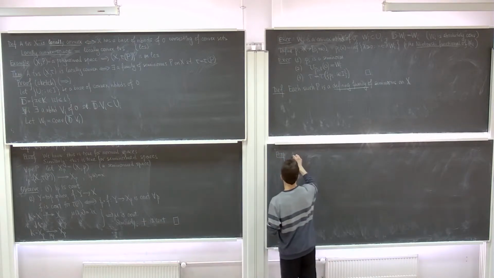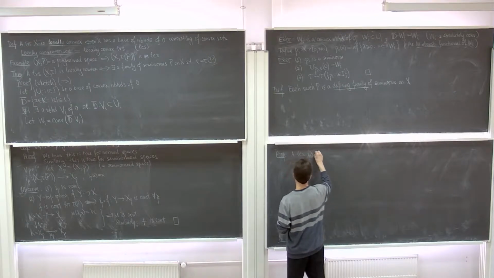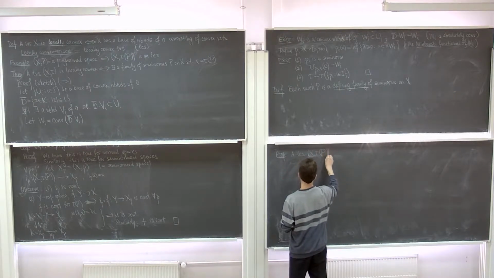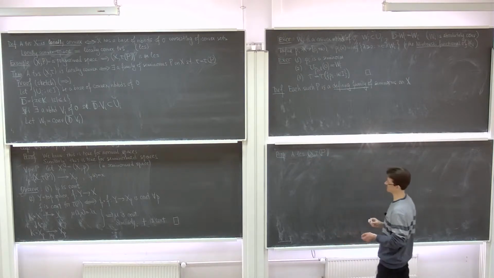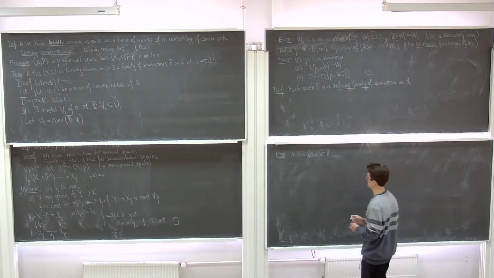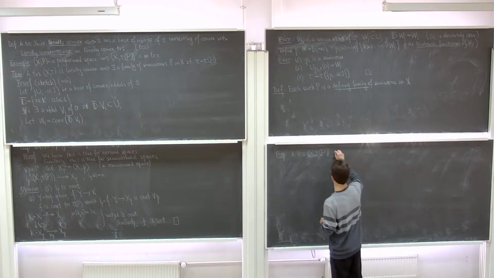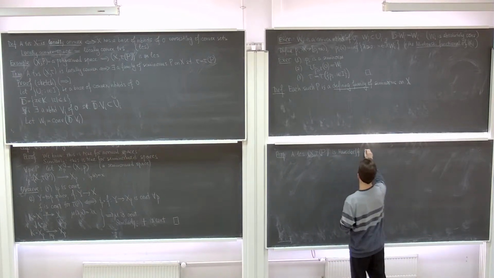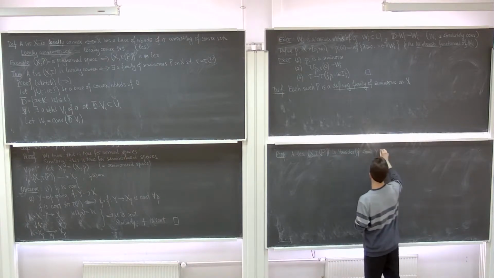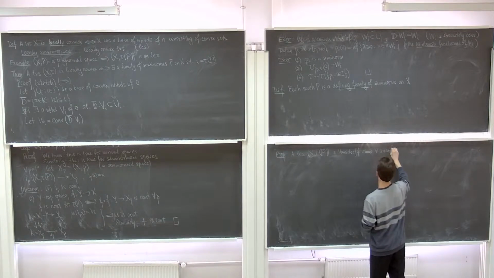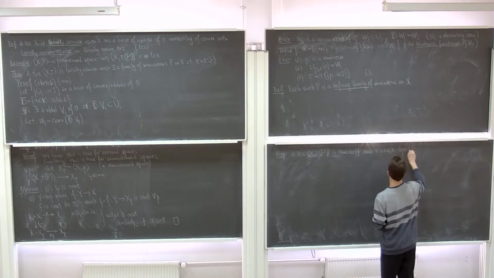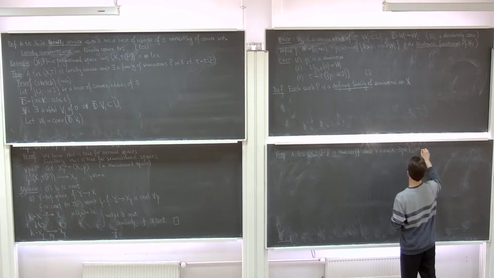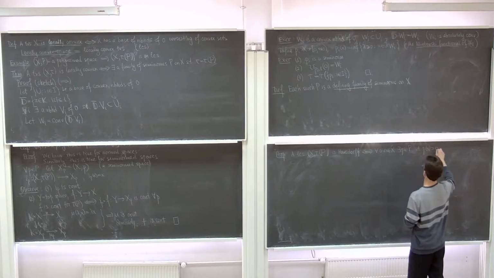For example, suppose that we have a locally convex space X, and let's denote by P a defining family of seminorms on X. I claim that this space is Hausdorff if and only if for each non-zero element in our space, we can find a seminorm in our family such that P of X is strictly positive.